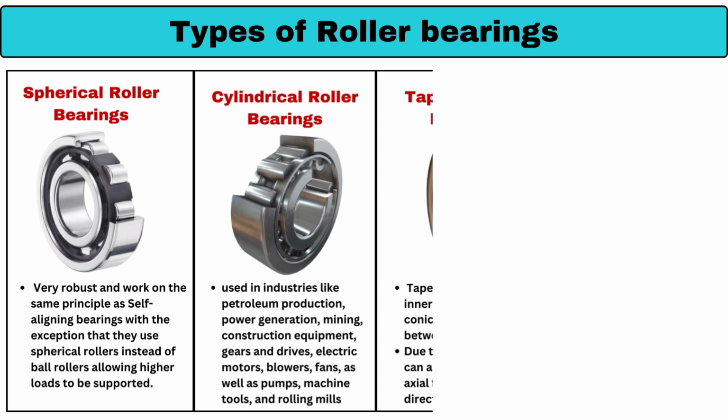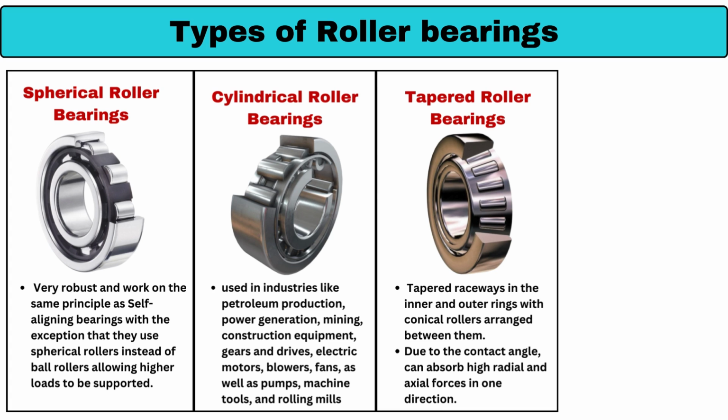Next one is the taper roller bearings. In these you can see there are the inner cage and the outer cage with conical rollers. Due to the contact angle, a taper roller bearing can absorb high radial and axial force in one direction, and if we use them in a pair, they can support the axial force in both directions.